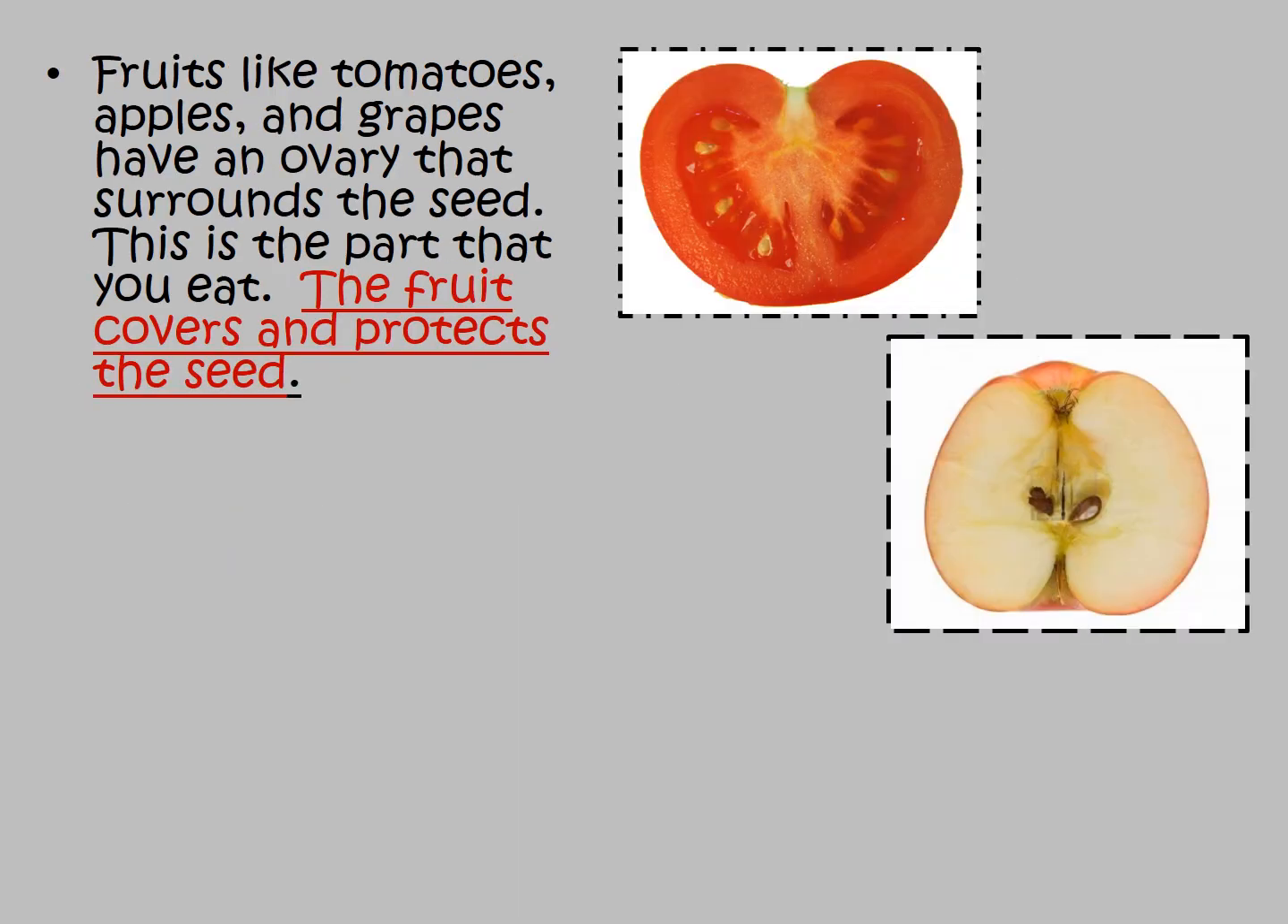Okay, so far we've talked about the different main parts of a seed. We've also talked about the two main groups of seed. We'll finish today with just a couple more interesting facts related to seeds. Fruits, like tomatoes, apples, and grapes, have an ovary that surrounds the seed. This is the part you eat. The fruit covers and protects the seed. So that's what you're going to write for question 7.